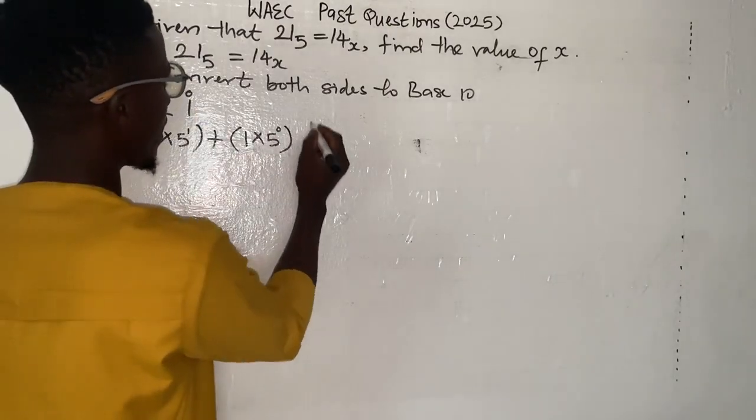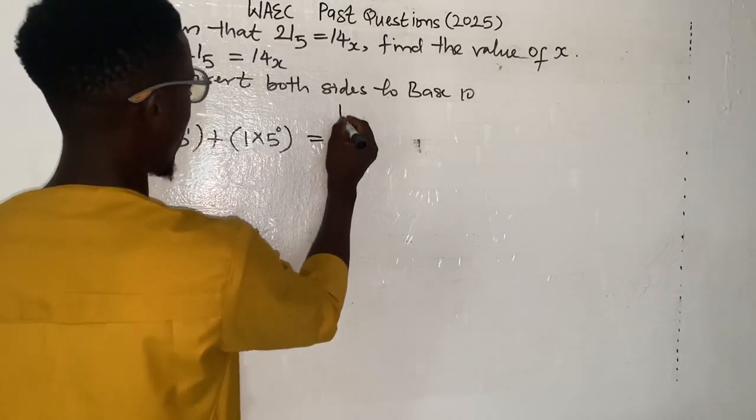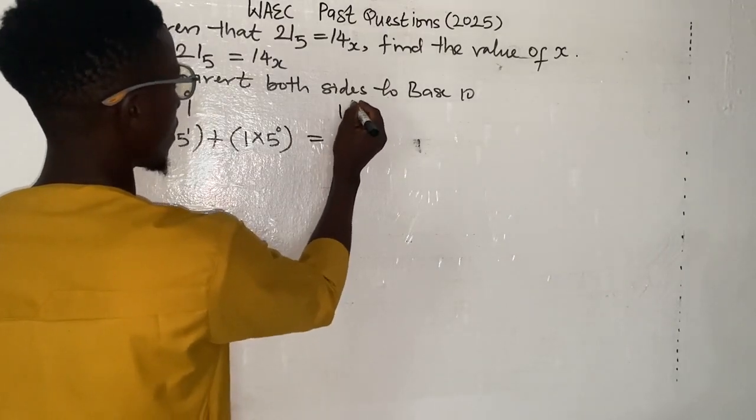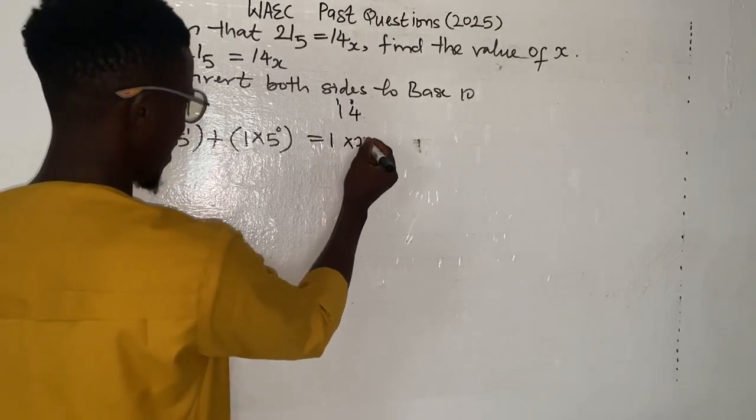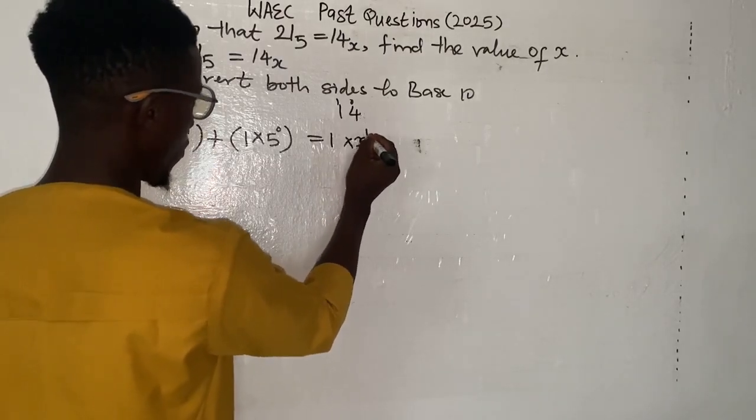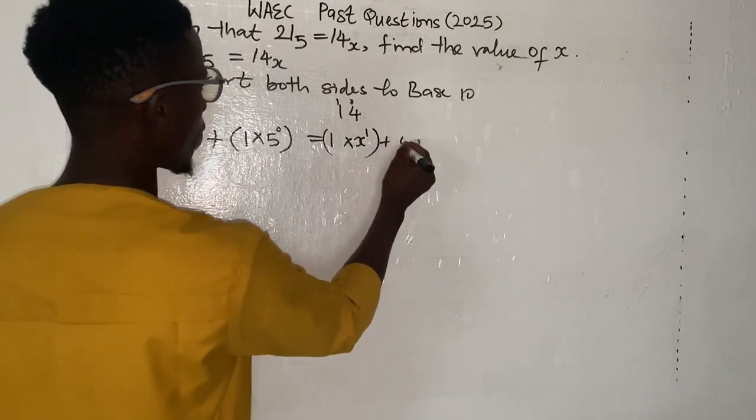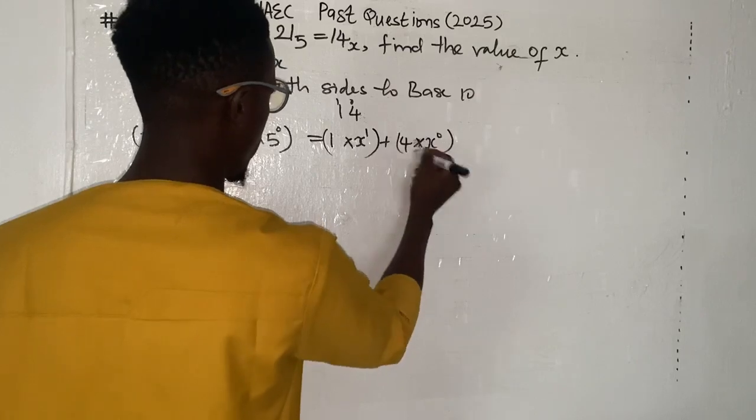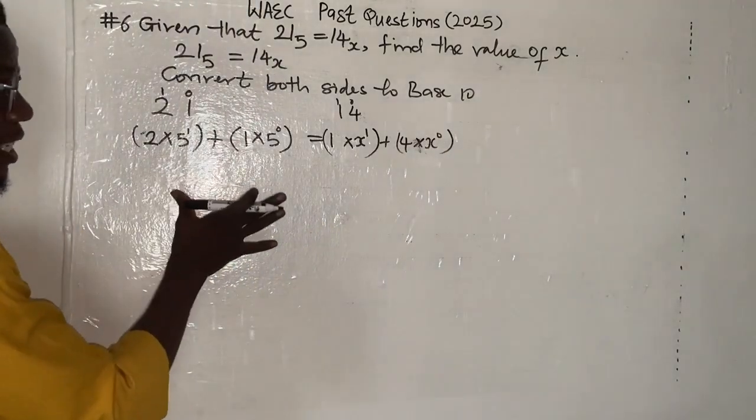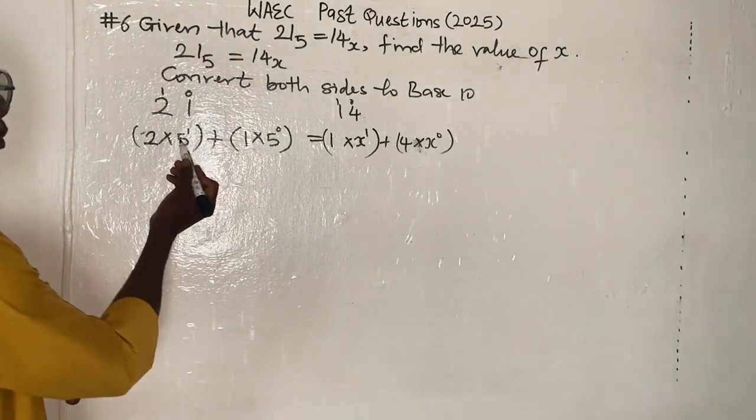And for the other side, we have 14. And if you write it this way, 14, 0, 1, we say 1 multiplied by x that we don't know raised to the power of 1 plus 4 multiplied by x raised to what? Power 0. So it has become simpler now. So we could solve it one by one.